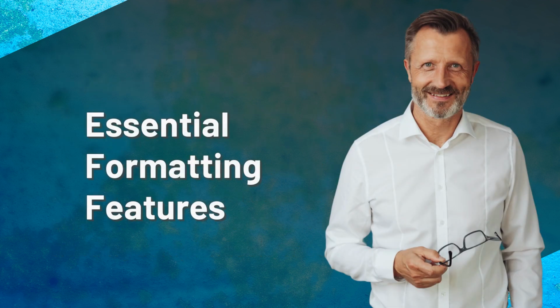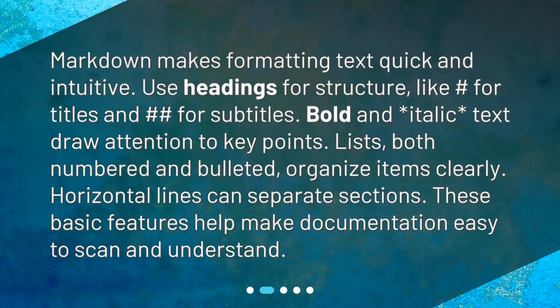Essential formatting features. Markdown makes formatting text quick and intuitive. Use headings for structure, like number heading for titles and number for subtitles. Bold and italic text draw attention to key points. Lists, both numbered and bulleted, organize items clearly. Horizontal lines can separate sections. These basic features help make documentation easy to scan and understand.